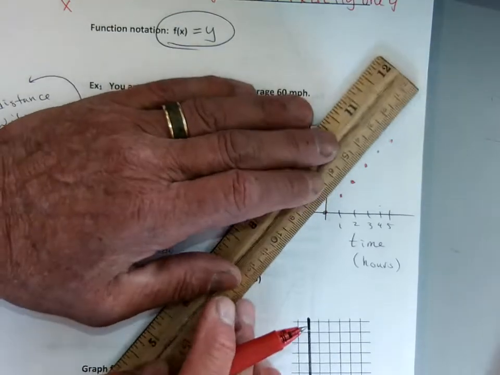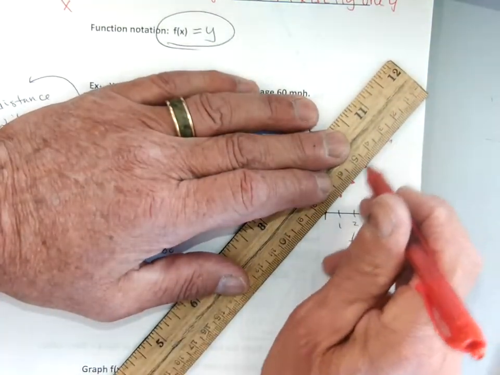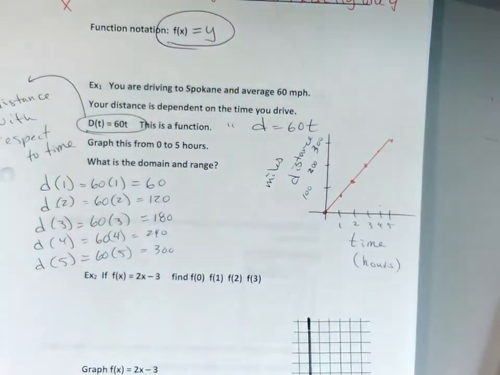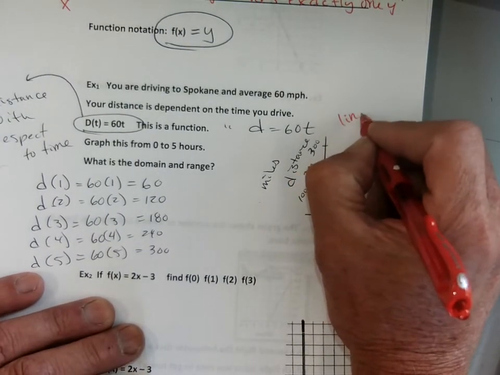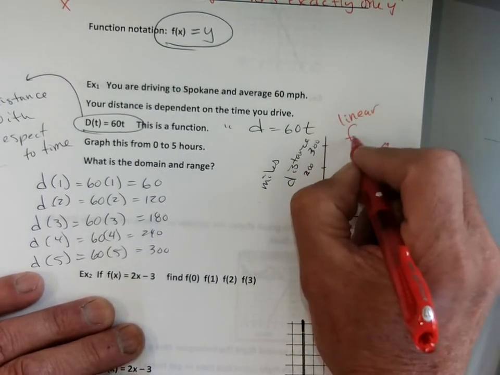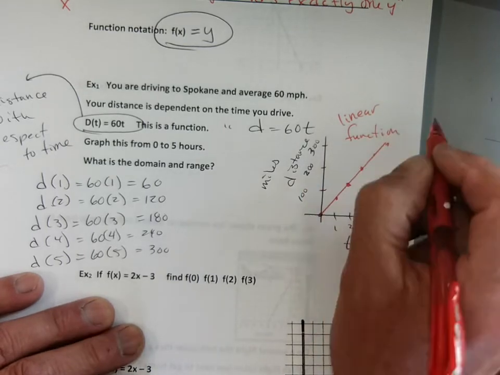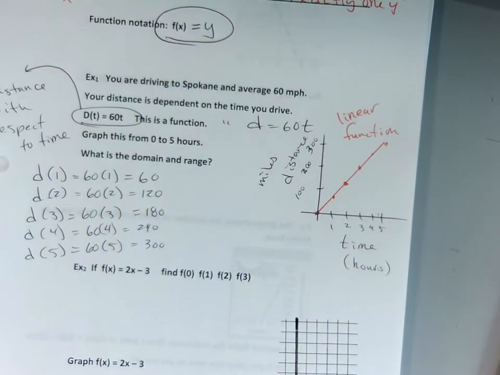Is it a straight line? Yeah, it's a straight line. So it's a linear function, right? So this is definitely a linear function. So think about this. It has to be a function. Because if I drive for 2 hours, can I be in 2 different places? Heck no. It's got to be a function, right? 2 hours, one place, right?